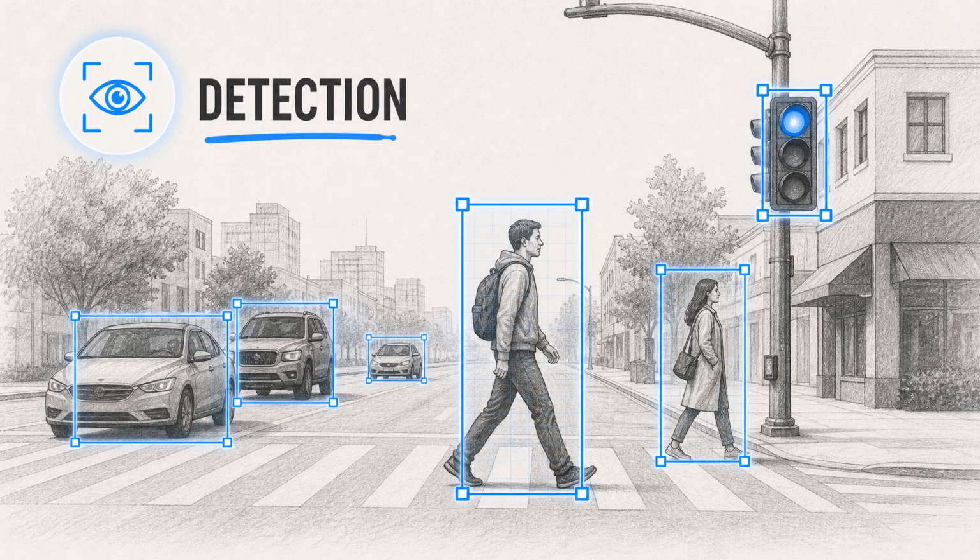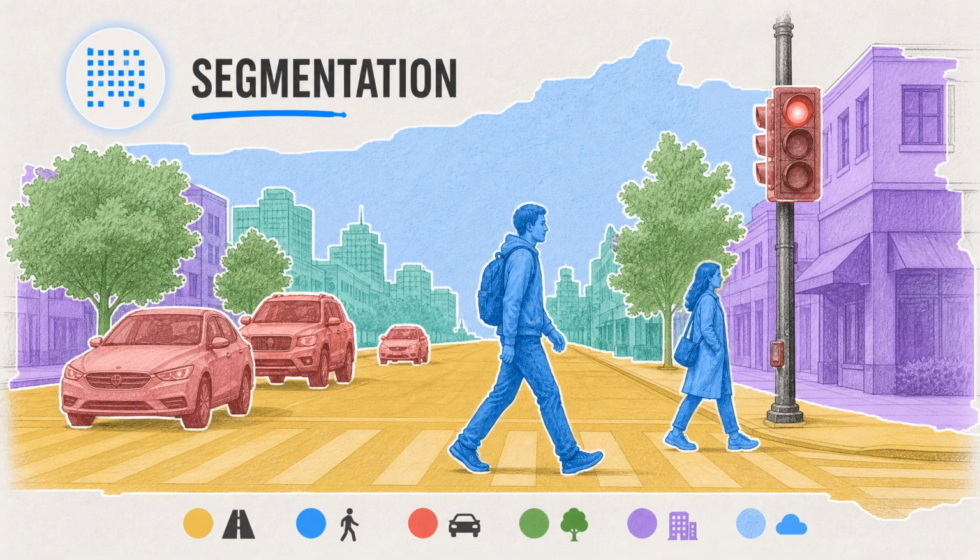Detection asks not only what is in the image, but where it is. The model may draw boxes around people, cars, signs, or animals. This requires the system to keep spatial information, not just a final summary. Segmentation goes further. Instead of drawing a box, it tries to assign pixels to regions. One region might be road, another might be sky, another might be a person. This is useful when the exact shape of an object matters.